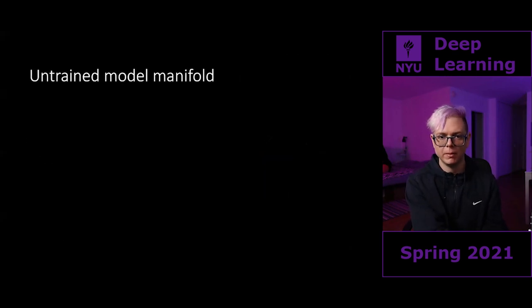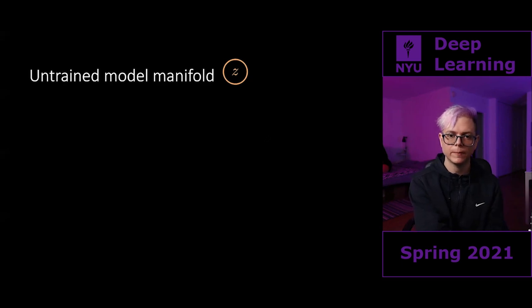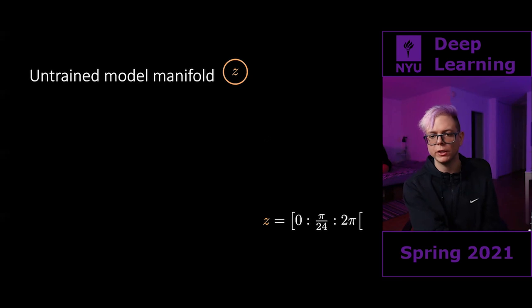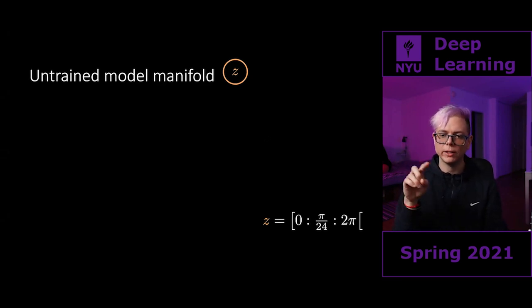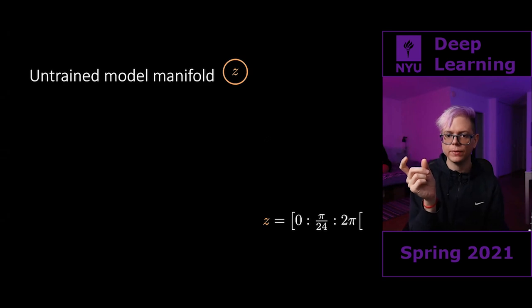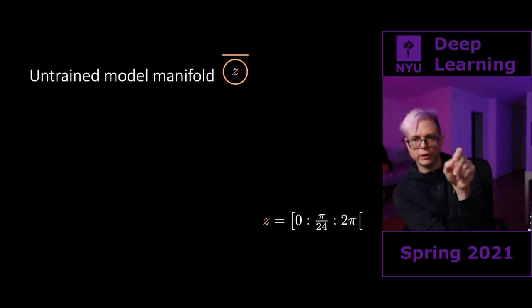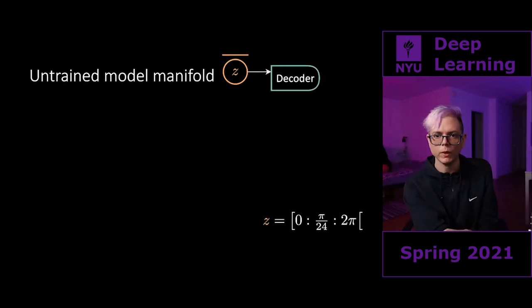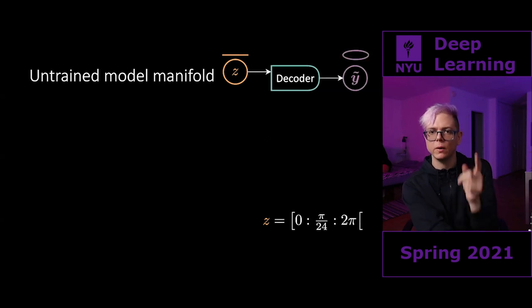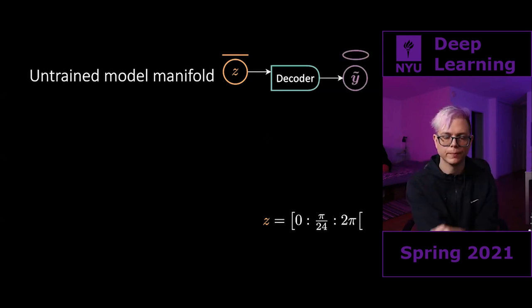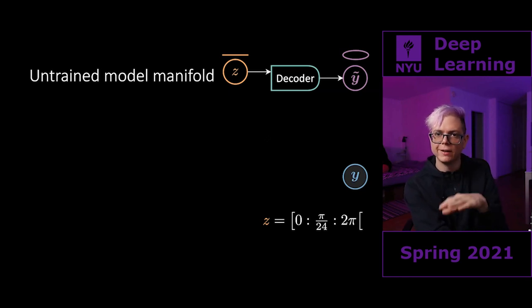So, the untrained model manifold, right? We have a Z there, and we said that Z goes from 0 to 2 pi, with 2 pi excluded, with pi over 24 interval. So we have 48 samples in the latent space. They are discrete values across this line, which I feed inside a decoder. Then we had the Y, which was varying on ellipses. Then we had an observation Y with a shaded background, and it's blue because the free energy should be low corresponding to those observations.